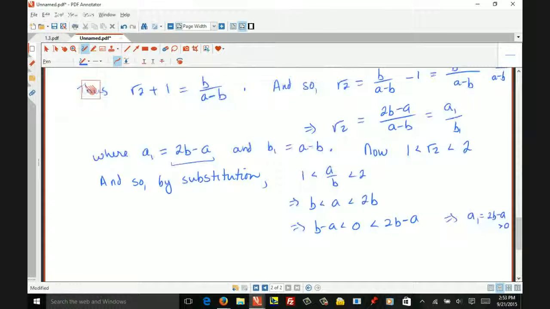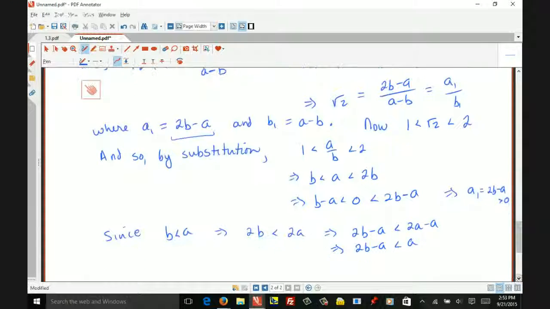I know b was less than a. That's what we have up there. So tell me about 2b and 2a. Yeah, 2b is going to be less than 2a, correct? Subtract a from both sides. What is 2a minus a? A. So that tells you that our a1 is less than a. Combining it together, I know that 0 is less than a1 is less than a.